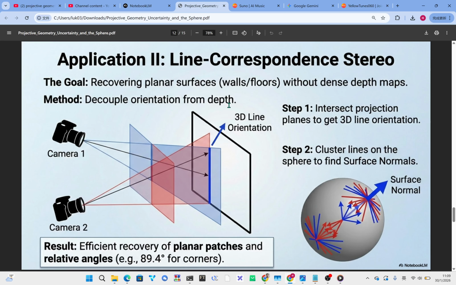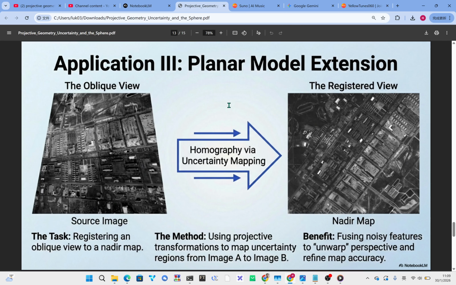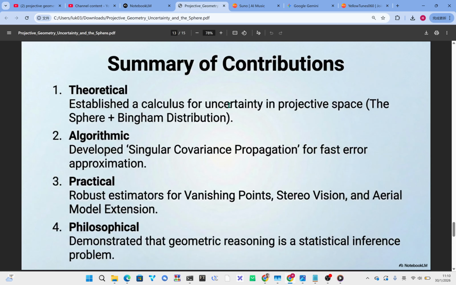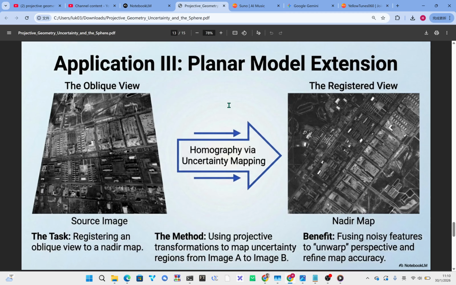He tested this in a hallway. The hallway example. Classic robot testing ground, lots of straight lines. Right. He took stereo images looking down a corridor. Now, to a standard computer, that's just a soup of edges. But Collins' system mapped all those lines onto the sphere and looked for clusters. And it found the walls. It grouped the lines into three distinct planes: the left wall, the right wall, and a far section of the left wall. It calculated the angle between the walls at 89.4 degrees.